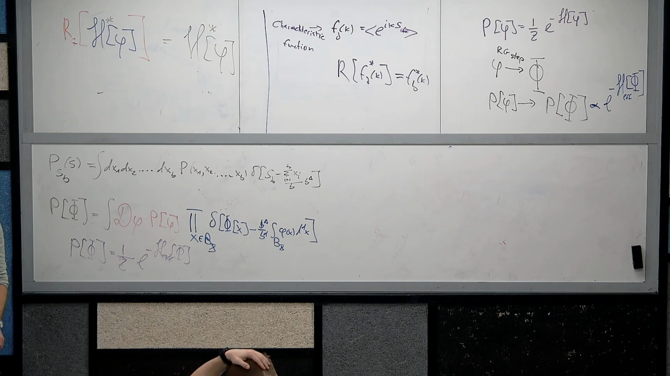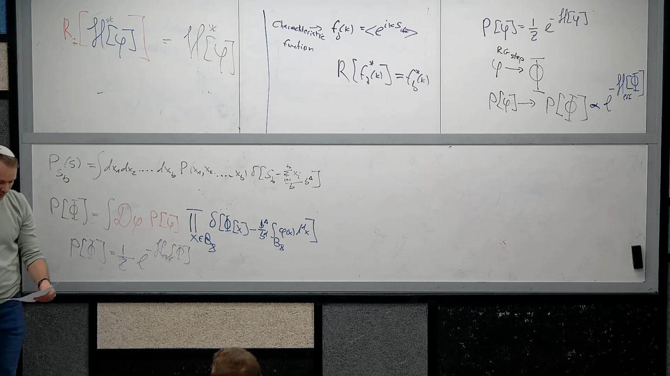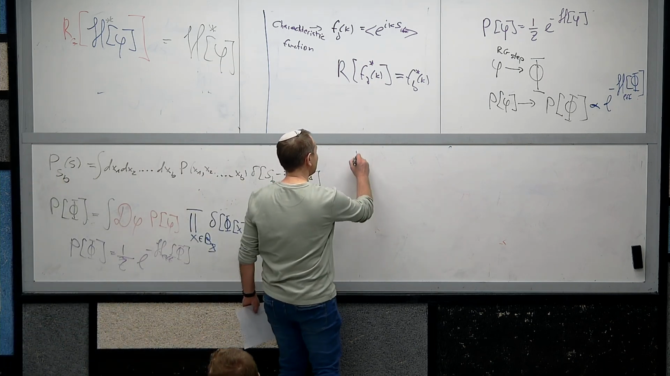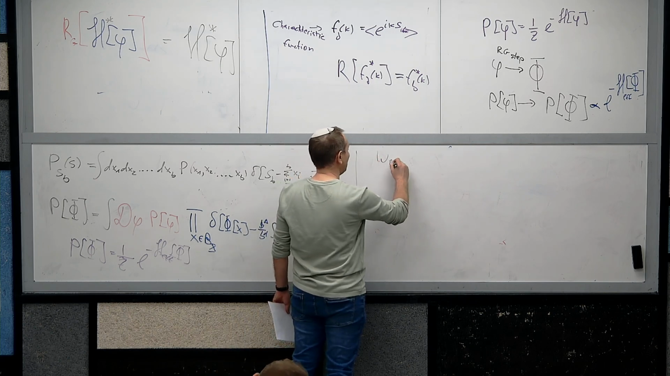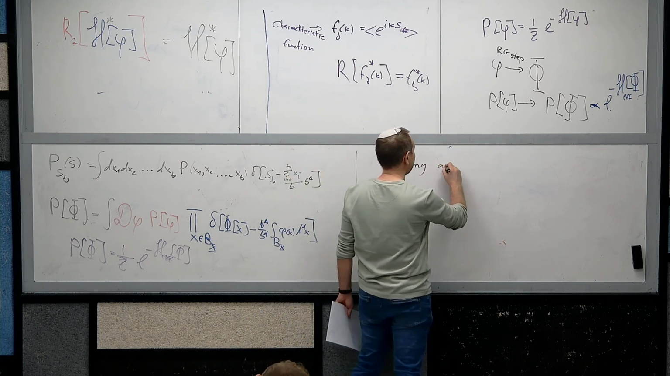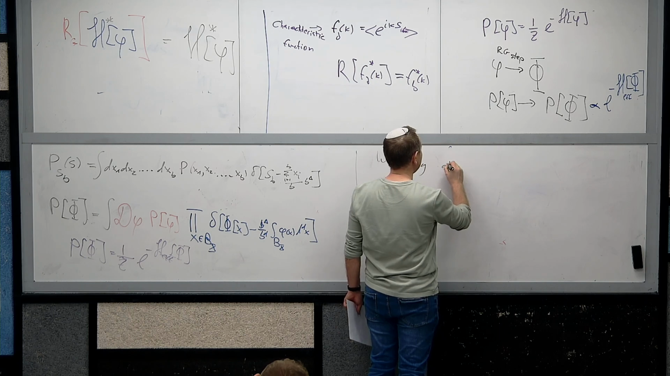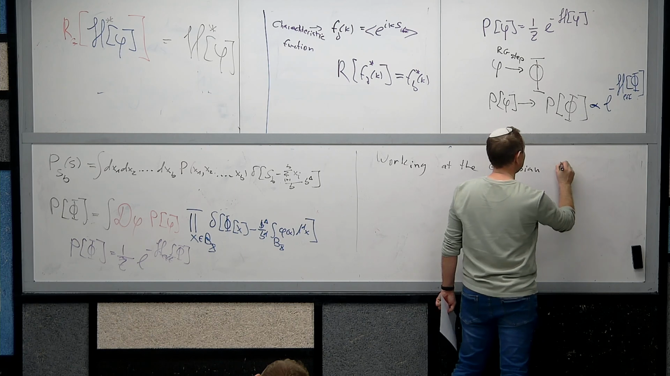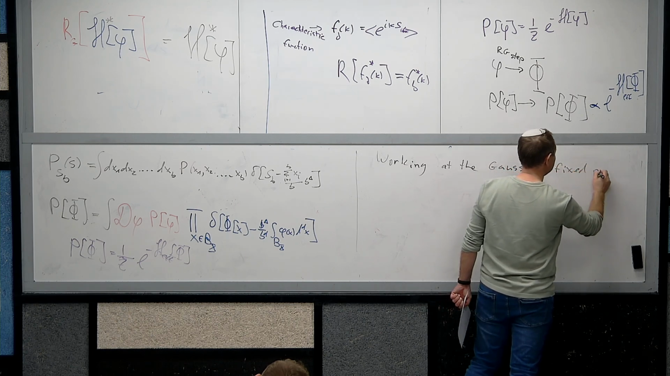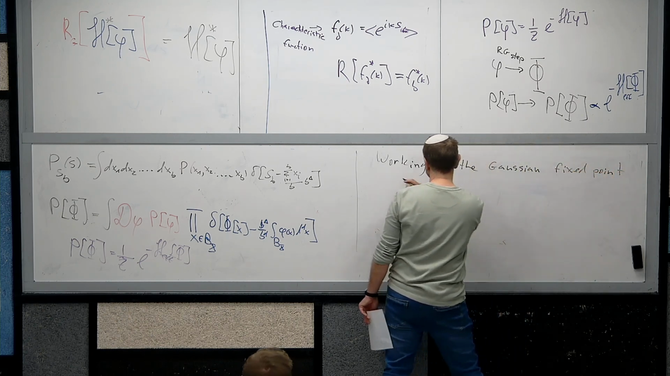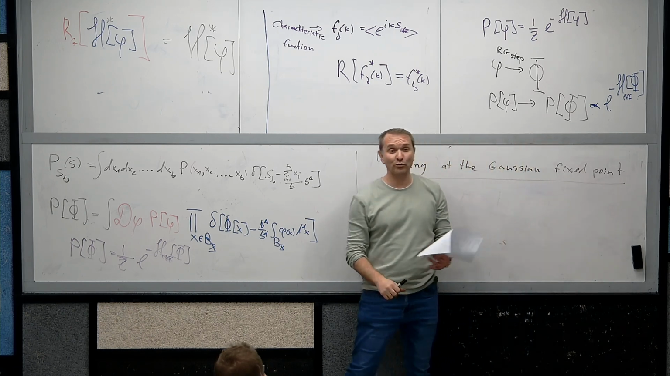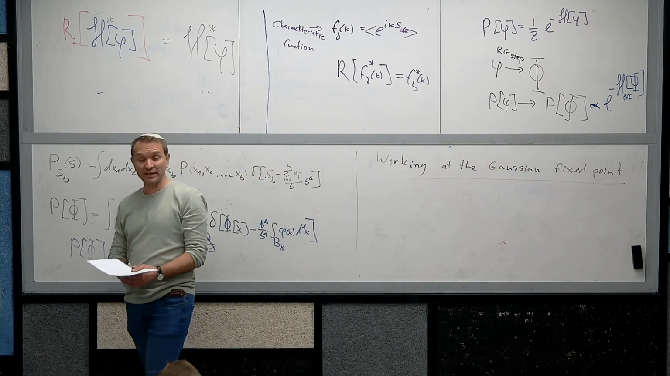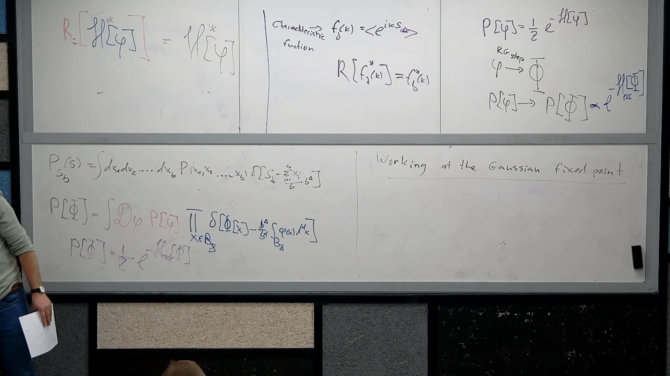Okay, so first of all, let's define our RG step, working at the Gaussian fixed point. So for random variables, you define what your single RG step is. The same is going to happen over here.